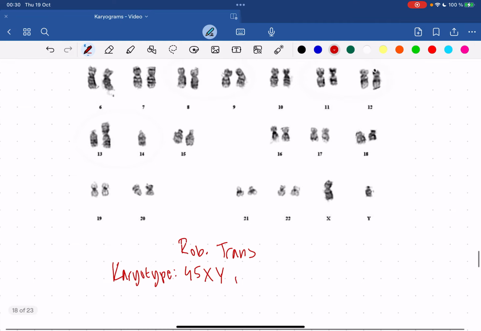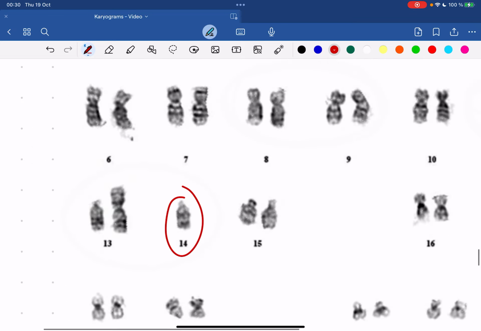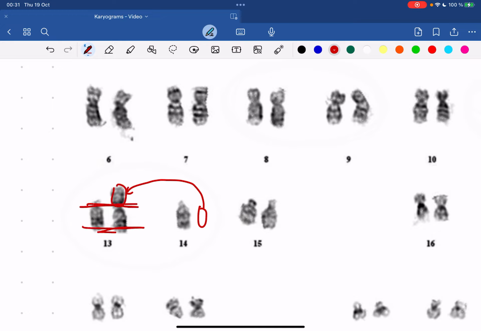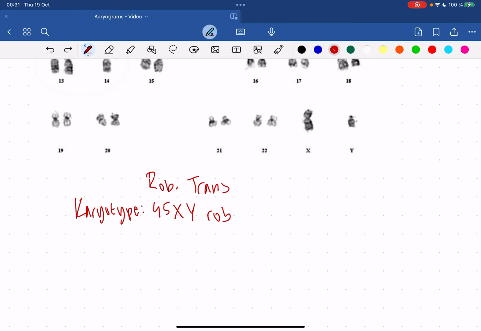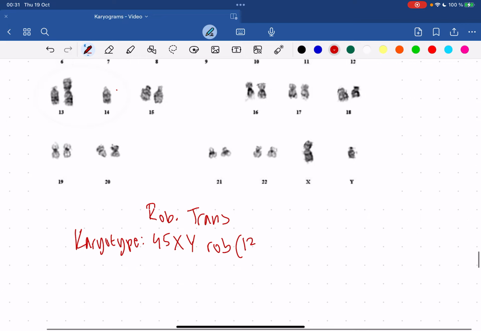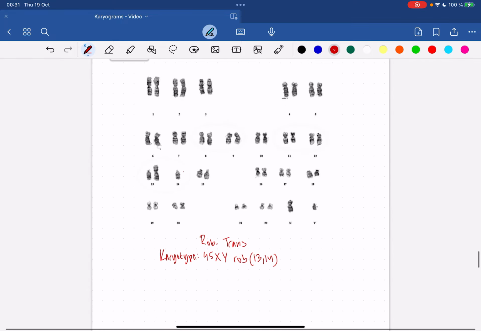And then we have the Robertsonian translocation, and it is between 13 and 14. It's hard to see, but it's definitely 14. And this has migrated to this, because this usually would just be this tall, but it's taller, so therefore there has been a migration of information. So Rob 13, 14, and it also works because Robertsonian translocation can only occur for 13, 14, 15, 21, 22, and Y. So it makes sense.